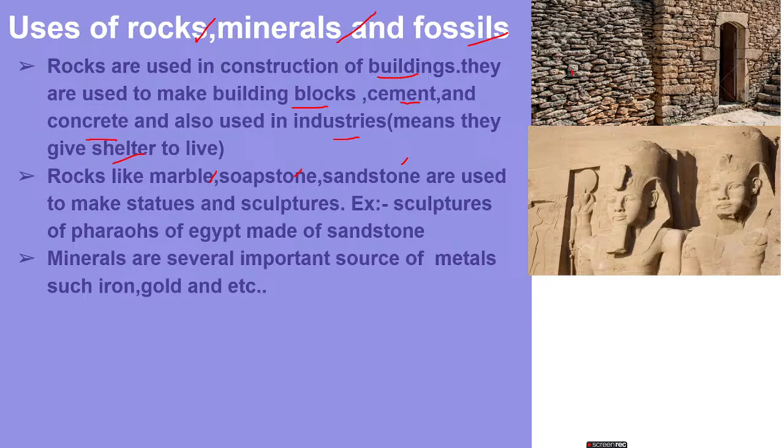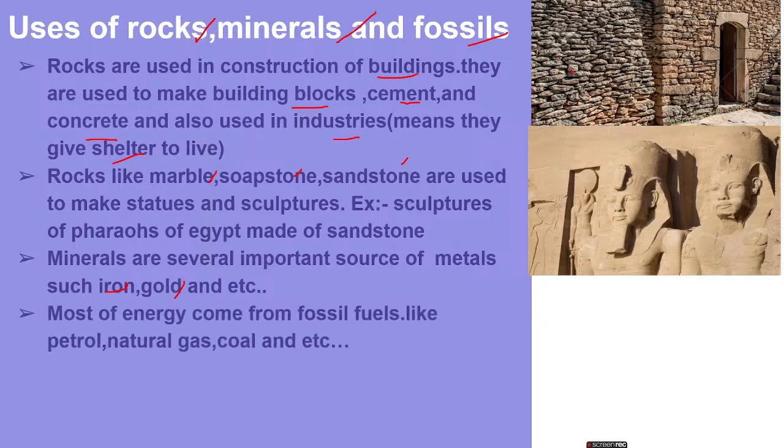And next we shall learn about minerals. Minerals are a very important source of metals such as iron, gold and silver, platinum, diamond and so on. And these are helpful in making jewelry, right? And most of the energy comes from fossil fuels like petrol, natural gas and coal, which are useful in extracting energy.